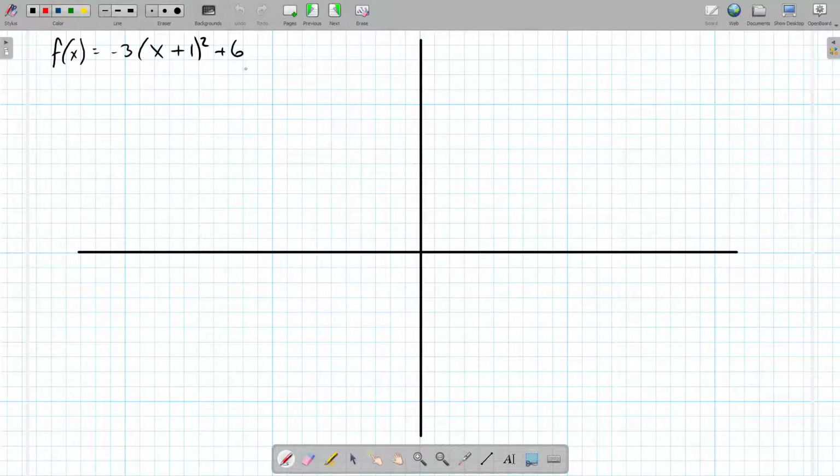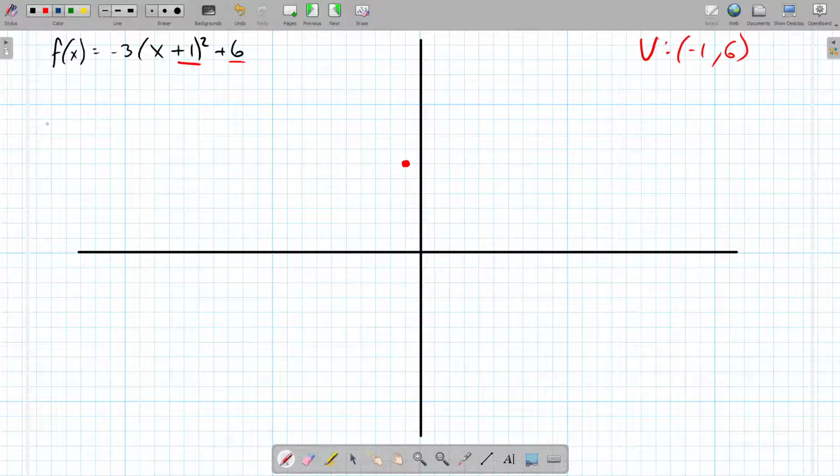So this is in vertex form, so the first thing I want to find is the vertex. So the vertex I know is going to be the opposite sign of this inside number, and then this outside number. So the opposite sign of +1 is just -1, and then this outside number is 6. So -1, 6 is my h, k, it is my vertex, so we can go ahead and plot that. -1, 1, 2, 3, 4, 5, 6, right about here.